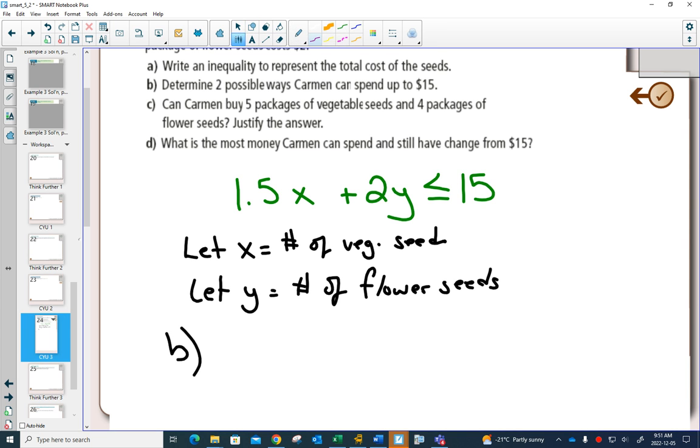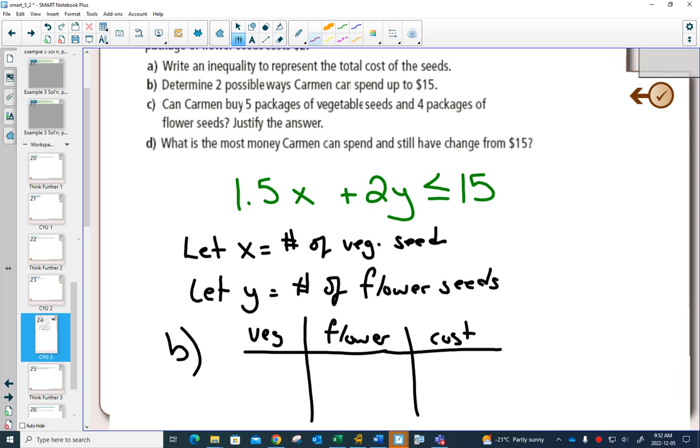All right, so part B. We'll start here. Logan, did you get one? Yeah. What did you get? 1.5 times 2 plus 2 times 6. So 2 vegetable. Yeah. And 6 flour. How much was it going to cost you? $15. $15 exactly. Awesome. Okay.